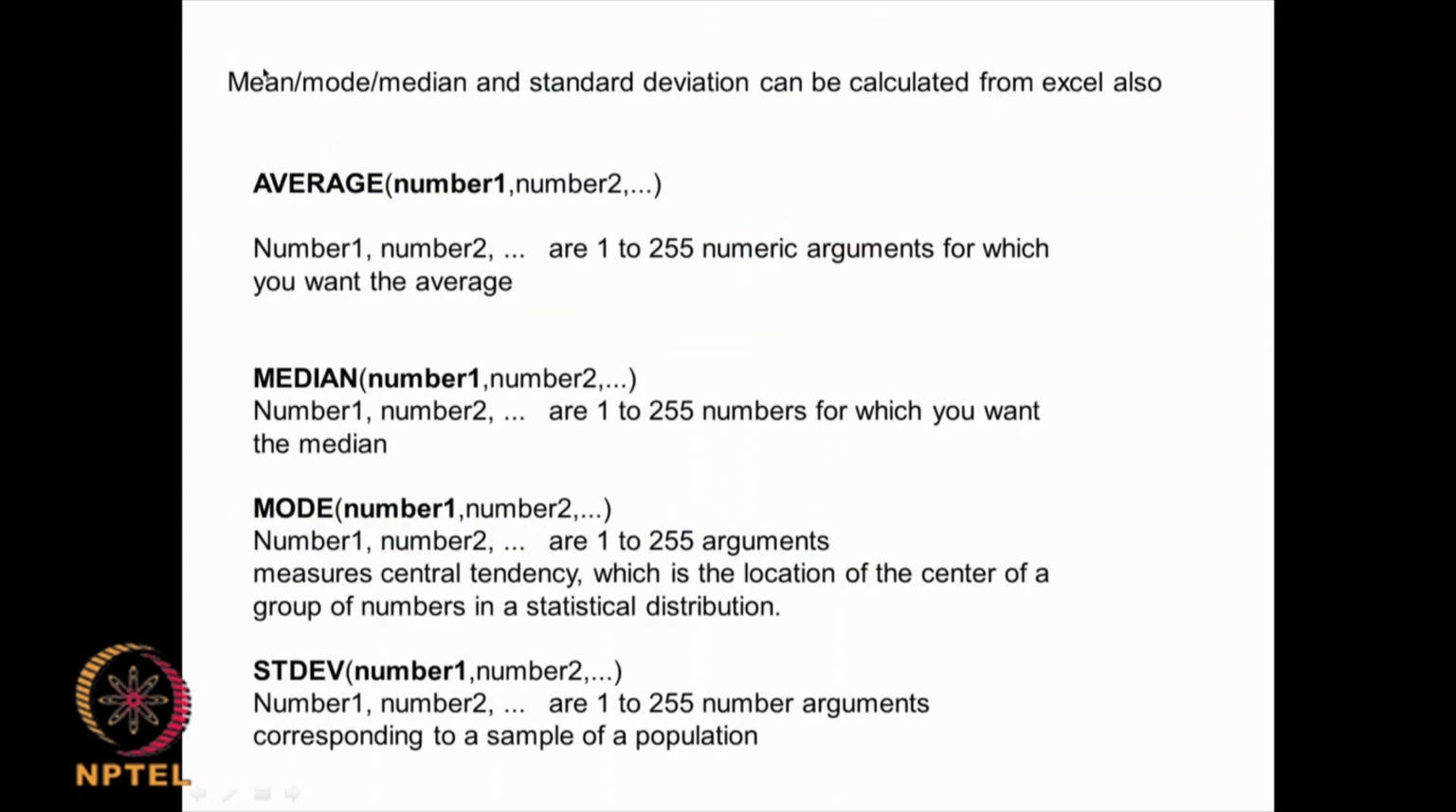Now we can calculate all these mean, mode, median, standard deviation from Excel also, right. There are some commands like average. So suppose if I have a large set of data, I use this function to calculate average. If I have a large set of data, I can use this function median to calculate the median. If I have a large set of data, I can use this function called mode to calculate the mode or the central tendency. If I have a large set of data, I can use this command called standard deviation to calculate the standard deviation of the data set.